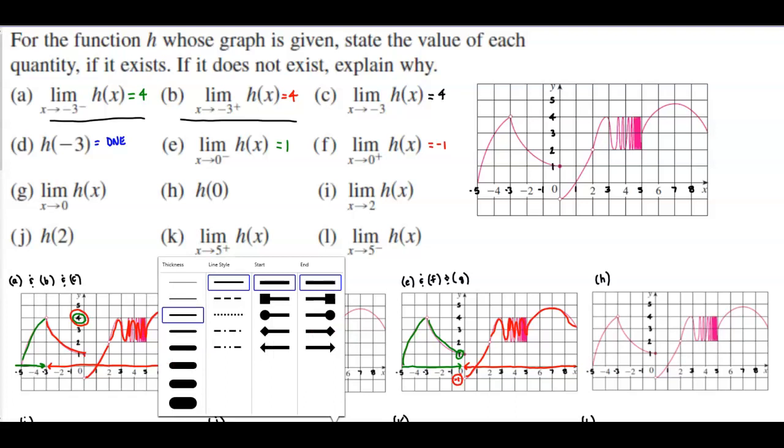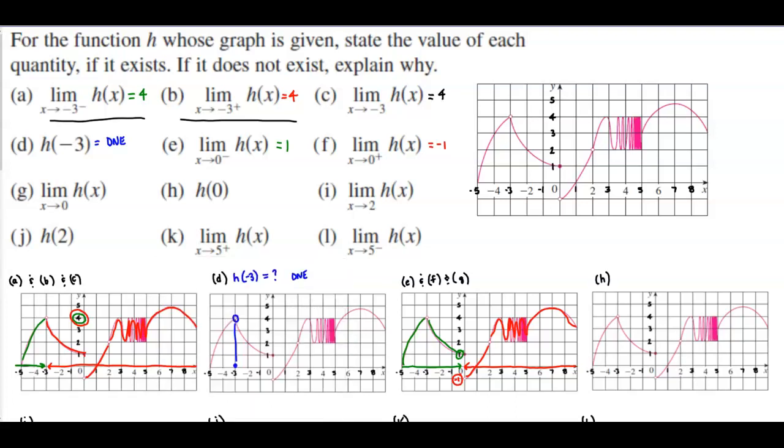So what does that tell us in part G? Well, it says, what is the limit of the function h of x as x approaches 0? We can see that from E and F, they're not equal, so therefore this does not exist.